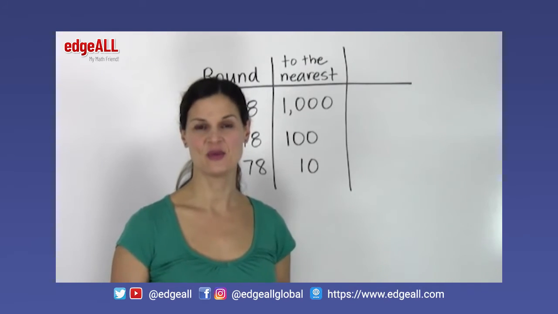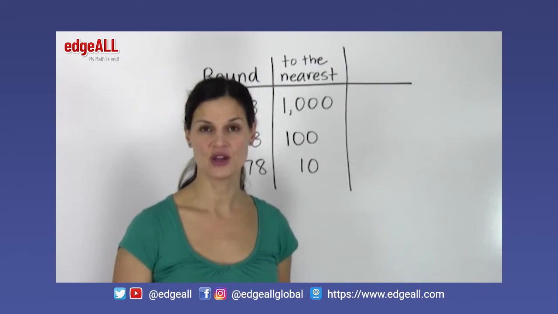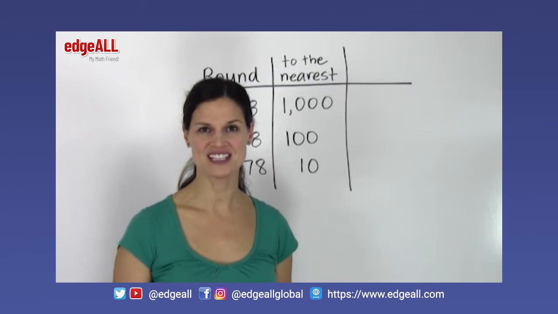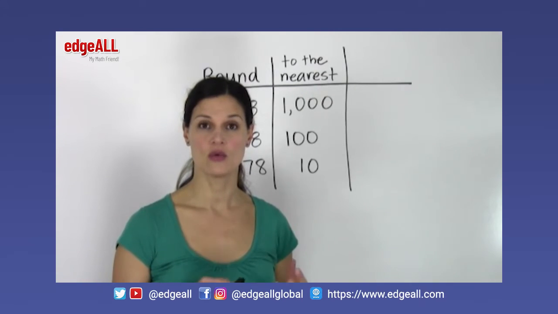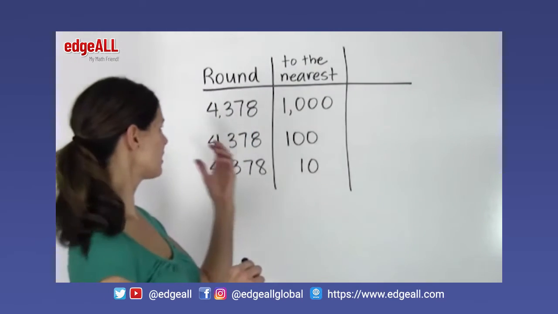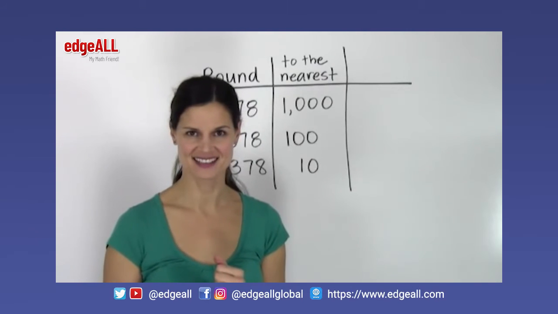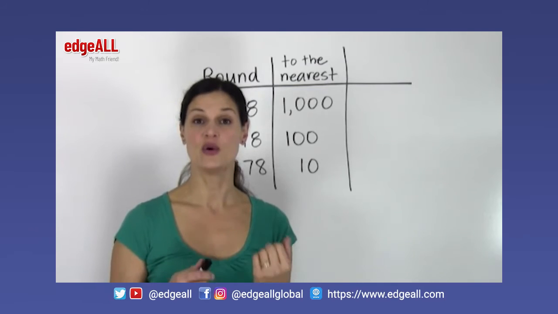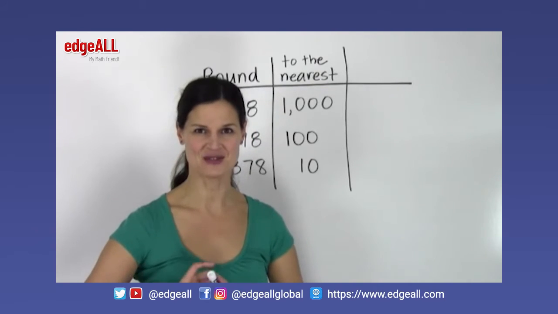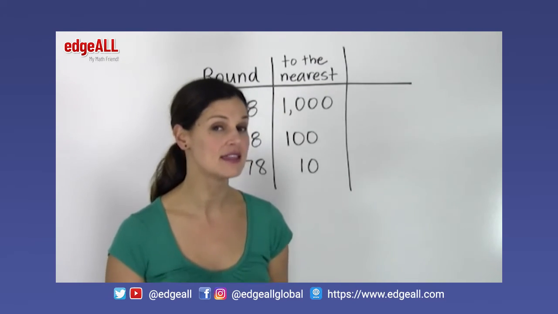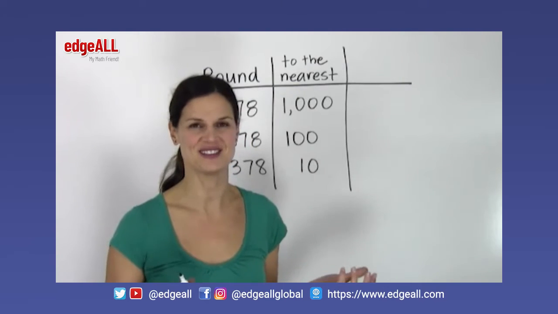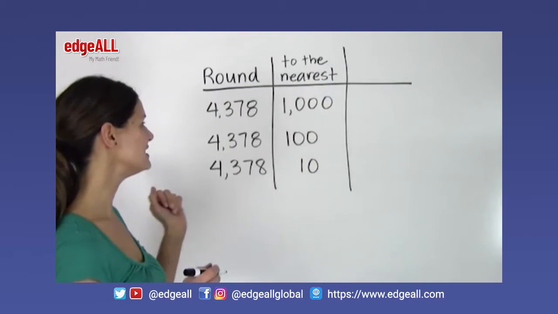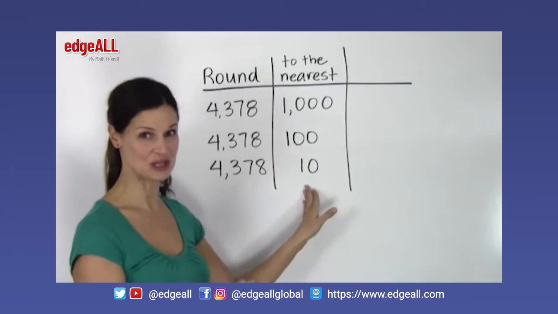Once again, when you round a number, you round it to a place value. If I were to just simply say, round 4,378, that would be incomplete. I need to say, round 4,378 to the nearest thousand, or the nearest hundred, or the nearest 10. So let's take a look at the results that come from different places that we round to.